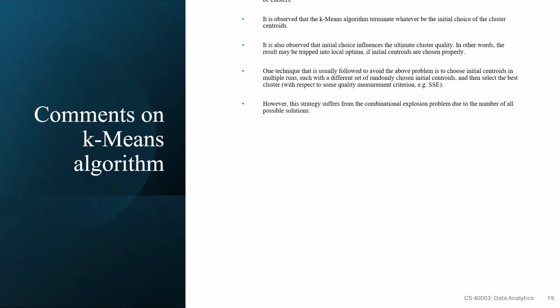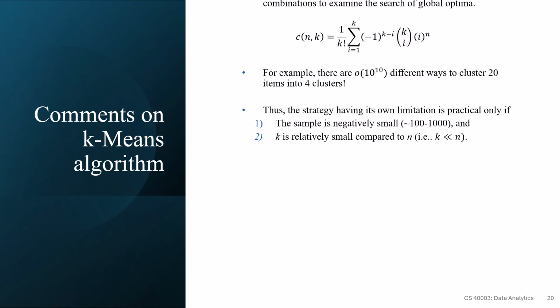One technique that is usually followed to avoid the above problem is to choose initial centroids in multiple runs, each with a different set of randomly chosen initial centroids, and then select the best cluster. However, the strategy suffers from the combinatorial explosion problem due to the number of all possible solutions. For example, there are O of 10 to the power of 10 different ways to cluster 20 items into 4 clusters. Thus, the strategy is practical only if the sample is relatively small or k is relatively small compared to n.